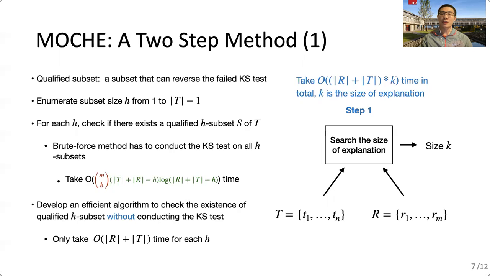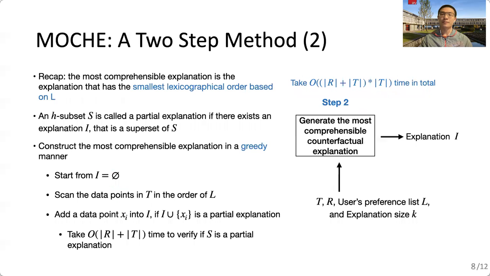A brute force method to check the existence of a qualified h subset has a very poor computational efficiency because it needs to conduct a large number of case tests. To tackle the computational challenge, we develop an efficient algorithm to check the existence of a qualified h subset without conducting case tests. The algorithm only takes linear time with respect to the size of R and T.